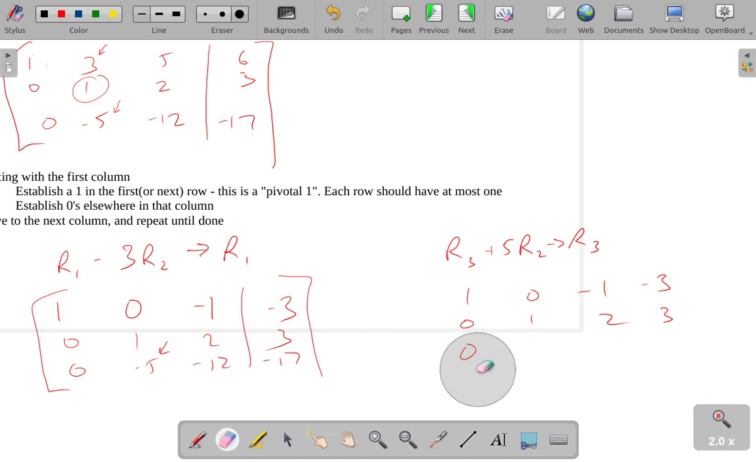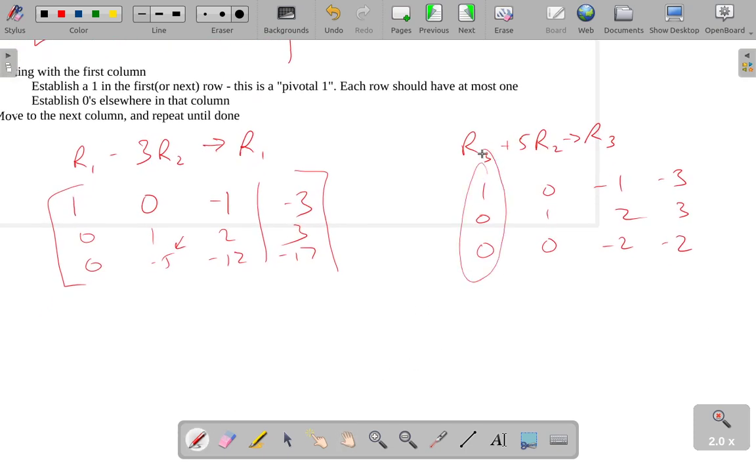I guess I shouldn't do that one yet. So I'm going to take my value in row 3 plus 5 times this one. So 0 plus 0 is 0. 5 plus 5 is 0. Negative 12 plus 10, because this one's times 5, is negative 2. And negative 17 plus 15 is also negative 2.